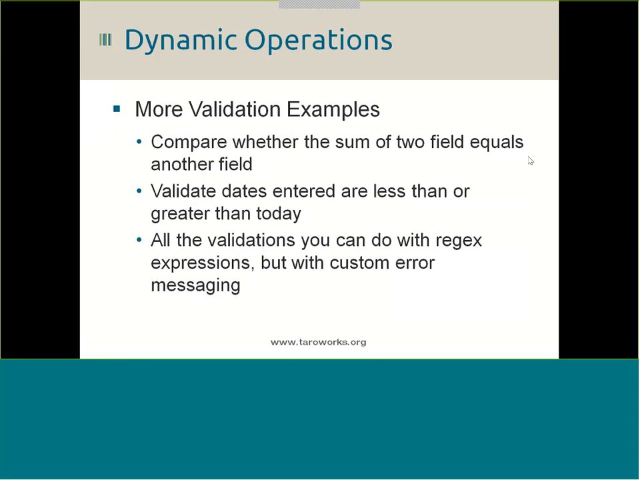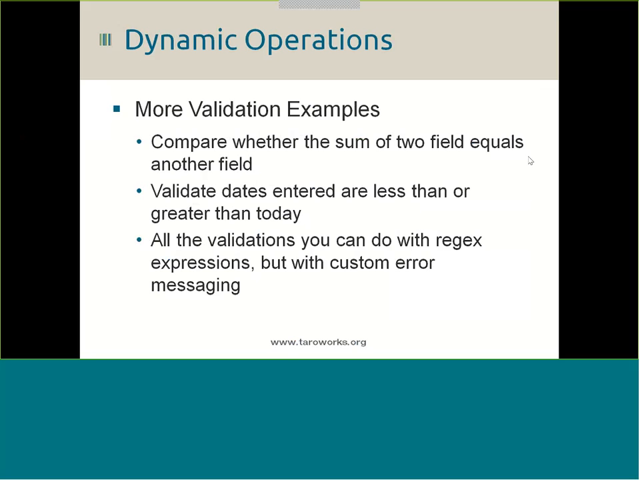Some other examples you may want to do with validations include comparing whether the sum of many fields equal another field. So for example, you may have a few questions in your survey like the number of males in the household, the number of females in the household, and then maybe you also want to ask, kind of as an auditing question, the total number of households, or total number of members in the household. You can create a validation rule to make sure that the total household members equals the sum of those gender question responses.